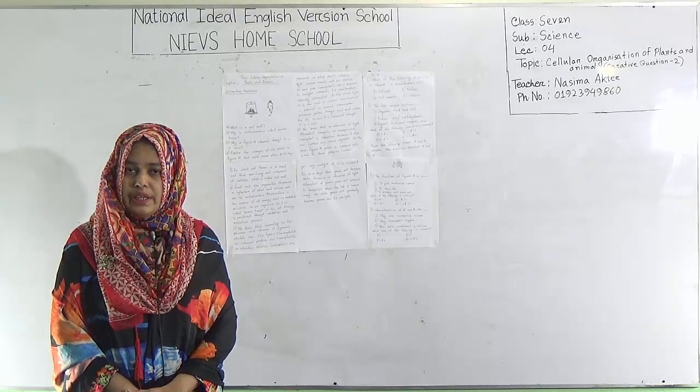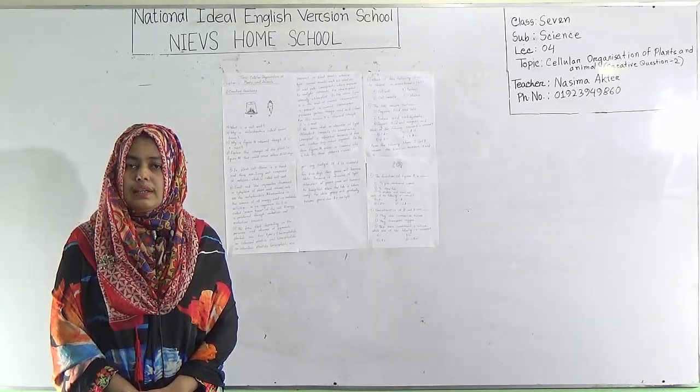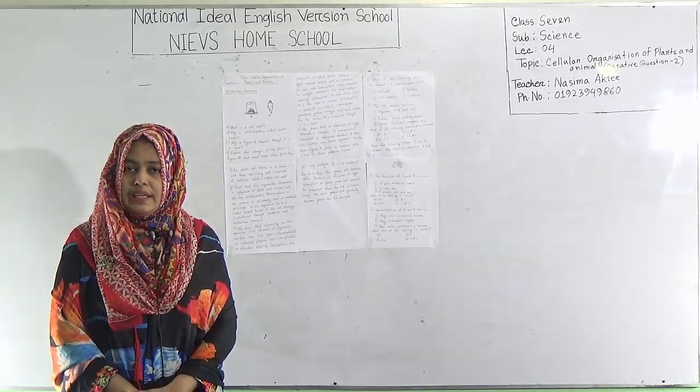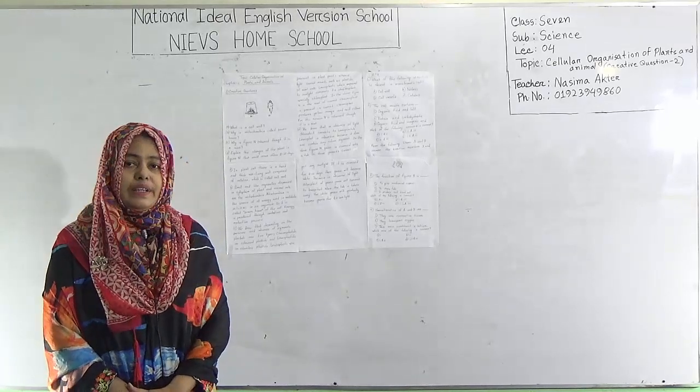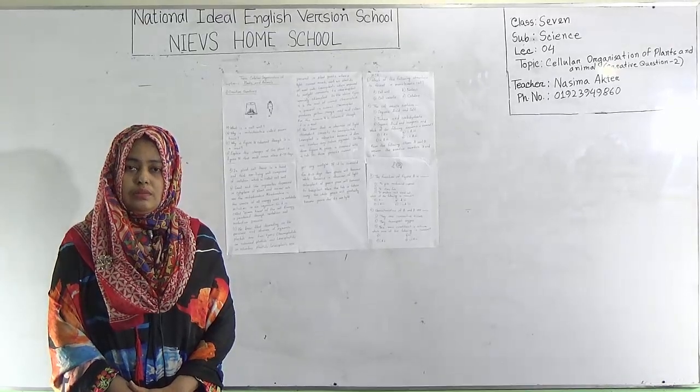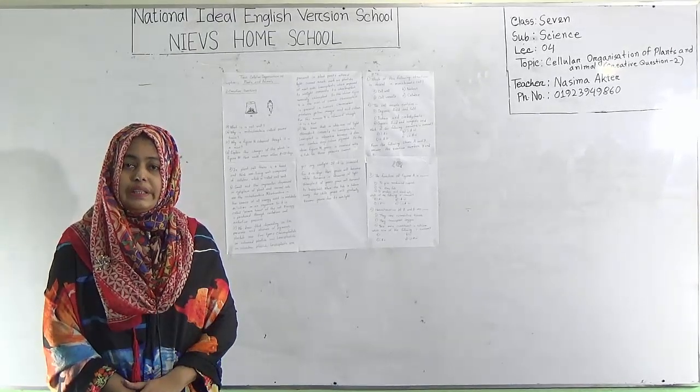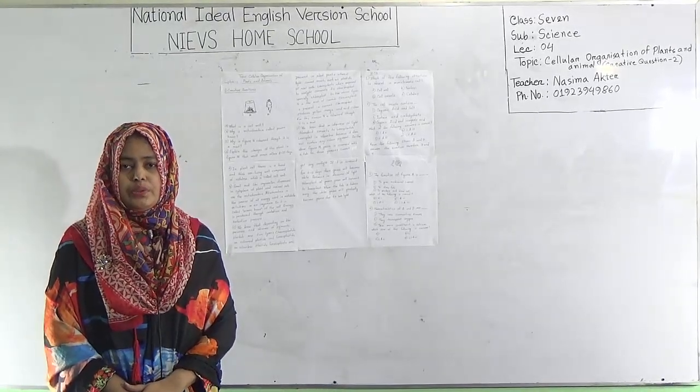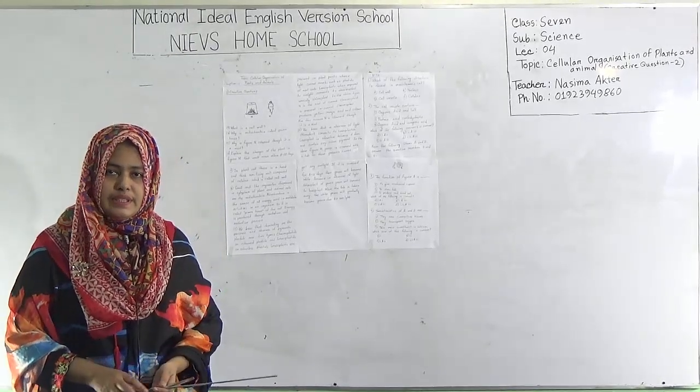Today I am going to take a science class for class 7 students. Our topic is cellular organization of plants and animals. Today we will discuss creative question answer 2. So let's start today's class.